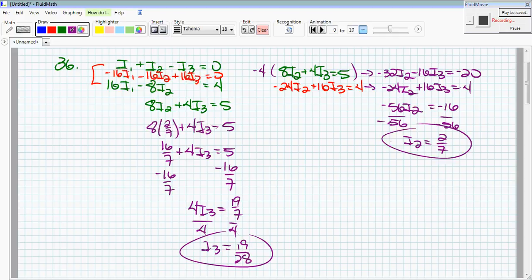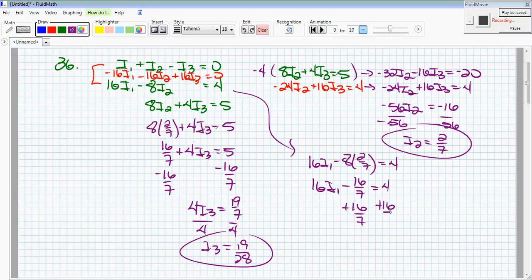So the last thing we need to do is we need to find I sub 1. I'm going to use the original, the middle equation from the original system. 16 I sub 1 minus 8 times 2/7 is equal to 4. 16 I sub 1 minus 16/7 equals 4. Add 16/7 to both sides. 16 I sub 1 equals 4 plus 16/7. It's going to be 28.